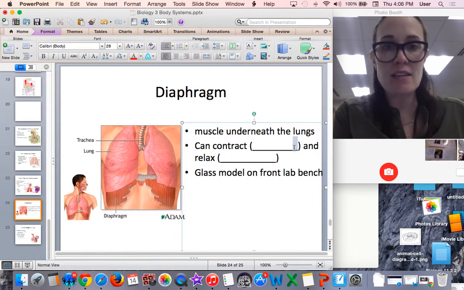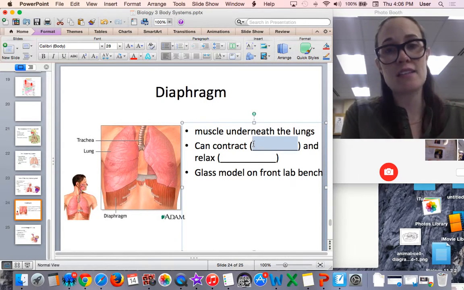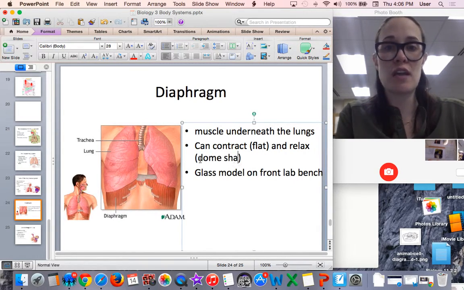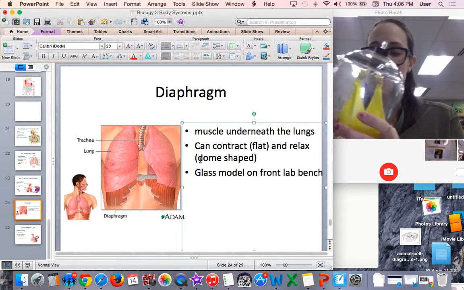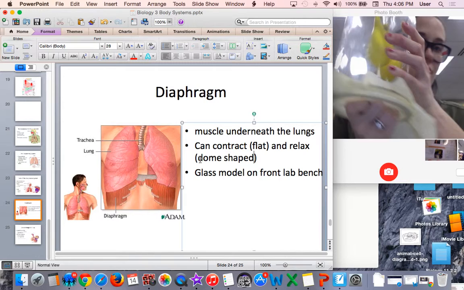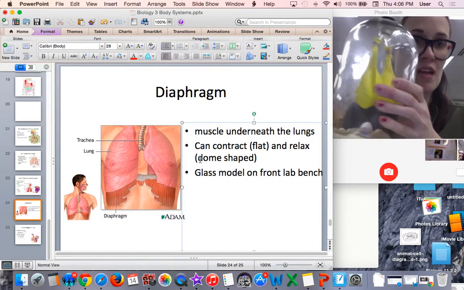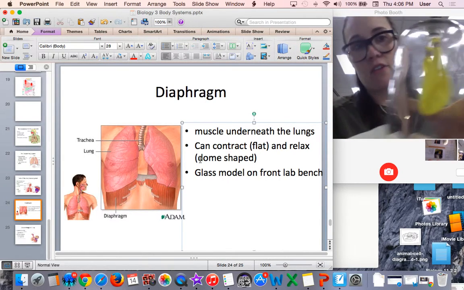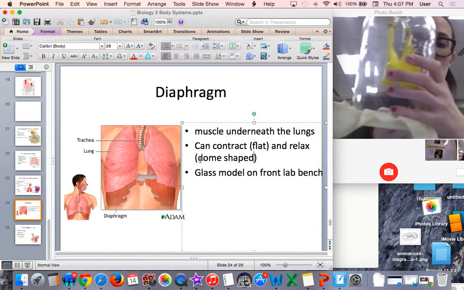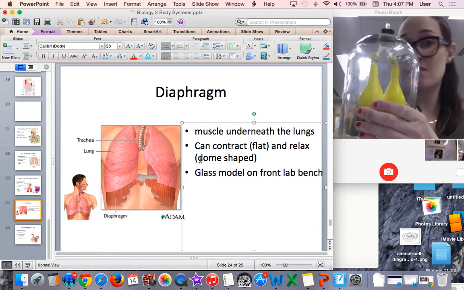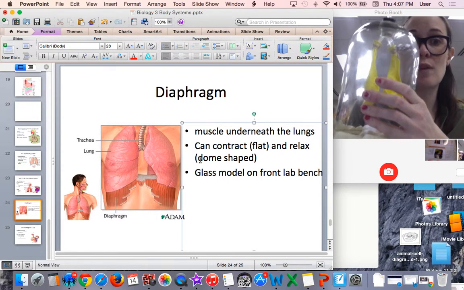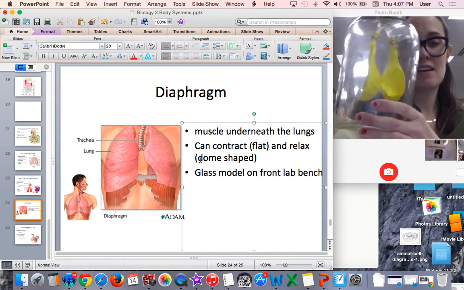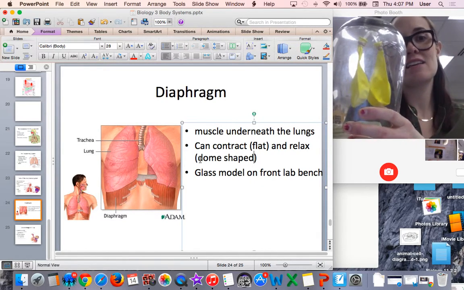That's very important. It can contract or tighten. When it contracts, it gets flat. And when relaxed, it is dome-shaped. Okay? So what actually happens is when the diaphragm is relaxed, it is dome-shaped, and there's no air in the lungs. When it contracts, it flattens, and the lungs inflate with air. Relaxed, contracted. Relaxed, contracted.